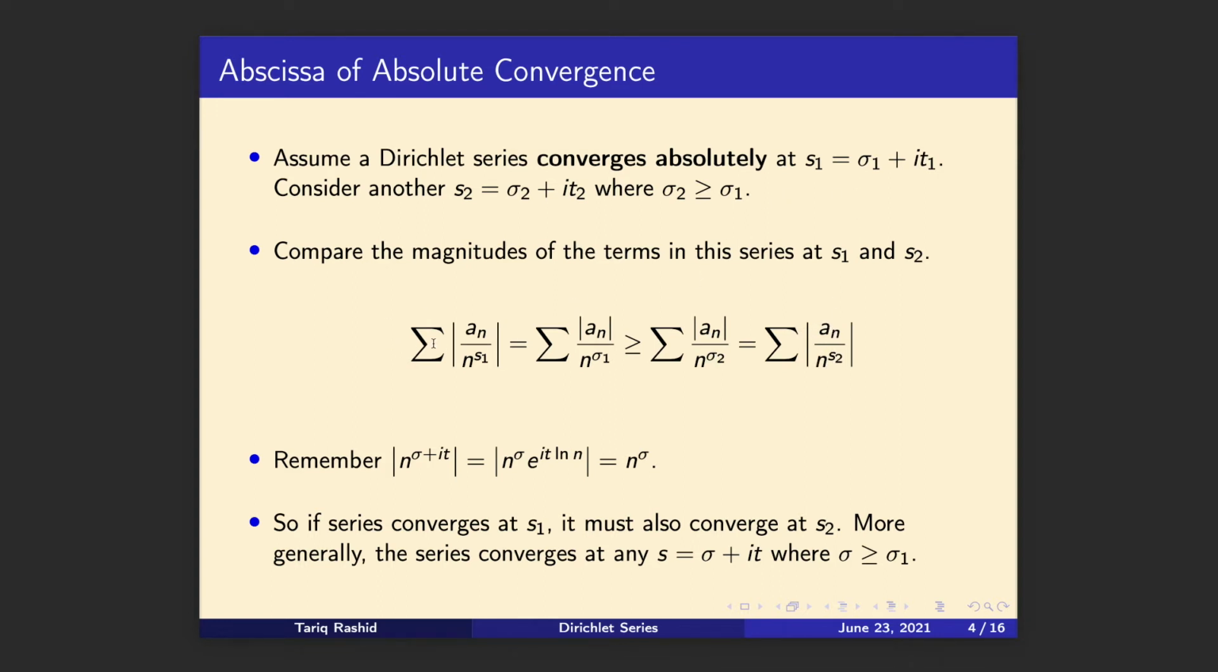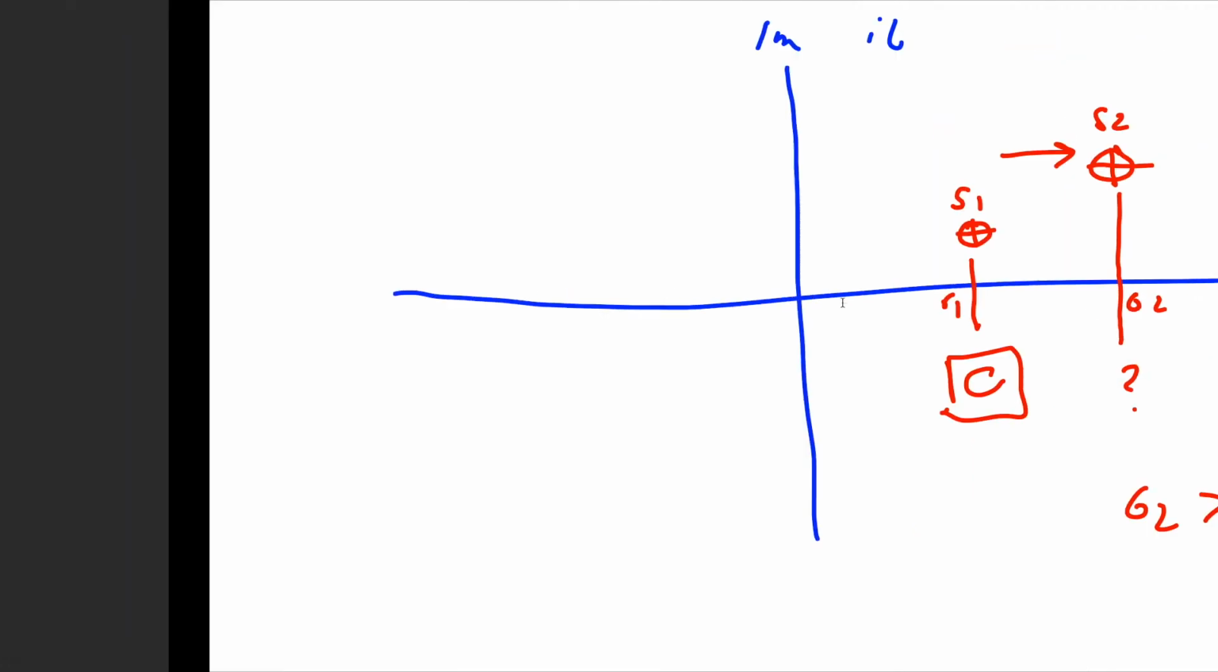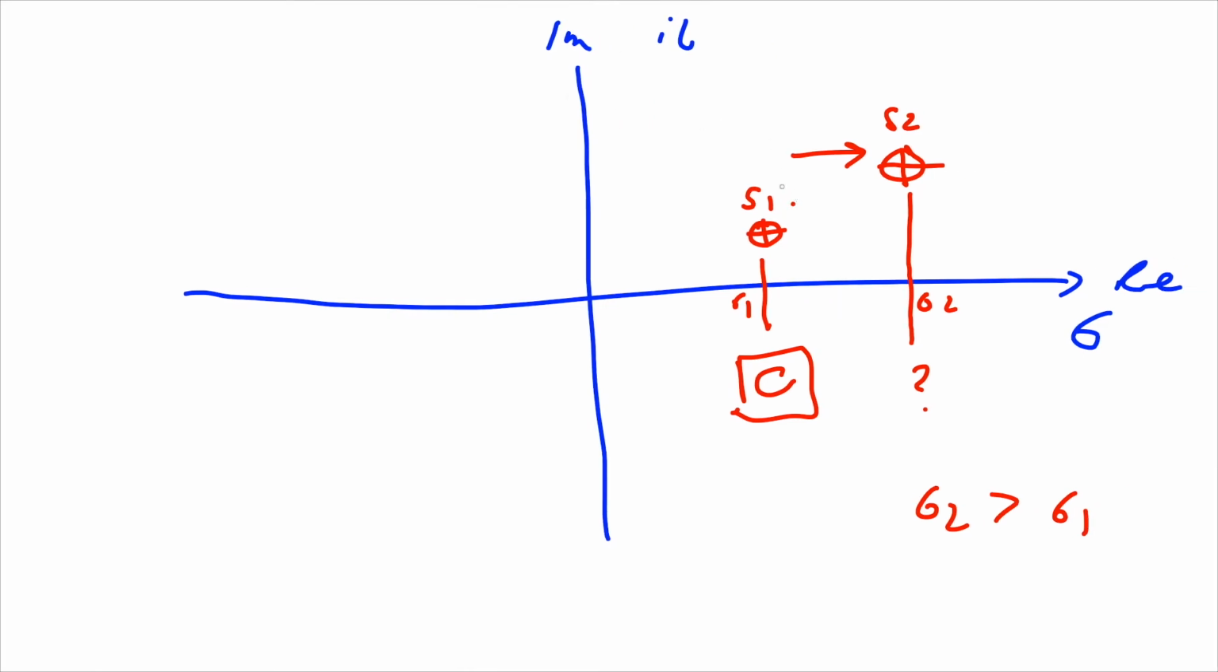So what we've just said is that the magnitude of the Dirichlet series at S1 is larger than or equal to the magnitude of the Dirichlet series at S2. Let's do that in pictorial form. The magnitude of the Dirichlet series here is more than or equal to the magnitude here. Intuitively, in simple words, what we're saying is that for any Dirichlet series, when we take the absolute terms, the magnitude is larger to the left and smaller to the right.